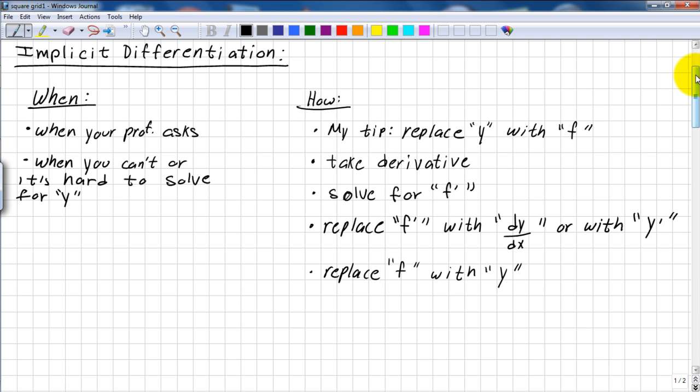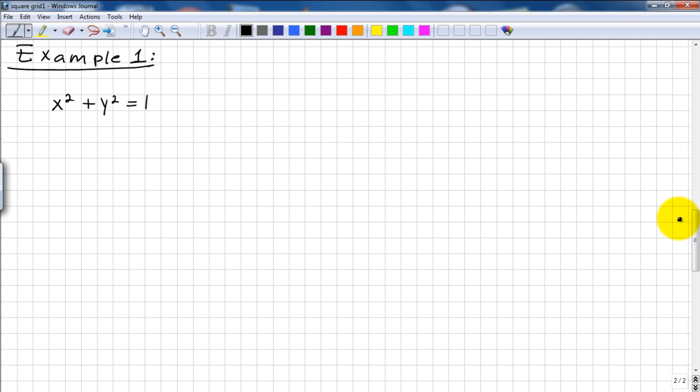So let's go ahead and do an example. So here we have x squared plus y squared equal to 1, and let's say that you want to use implicit differentiation. So the first thing you want to do is replace y with f, then take the derivative as you normally would. So the derivative of x squared is 2x.